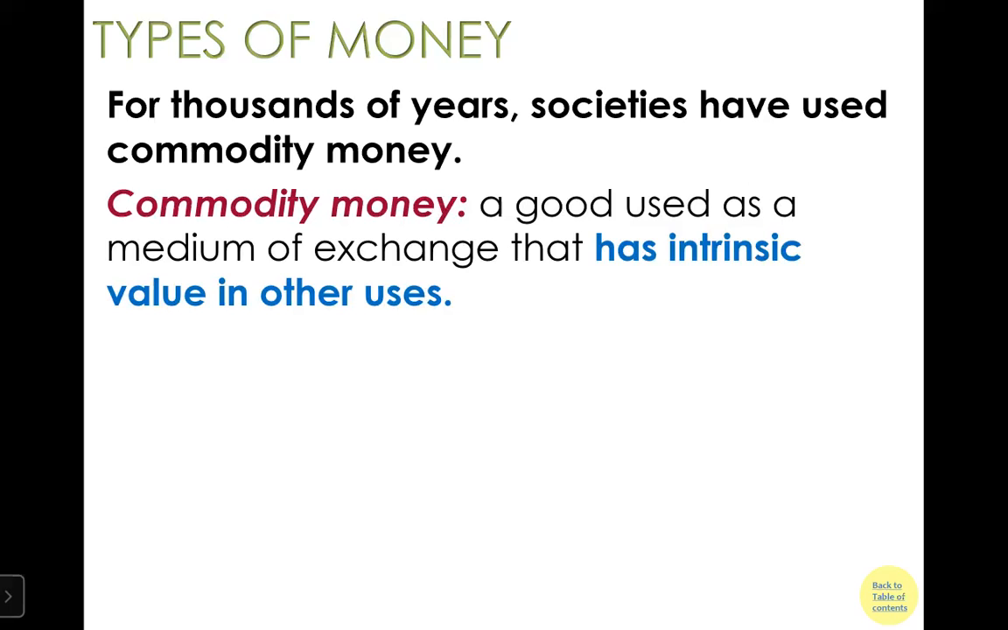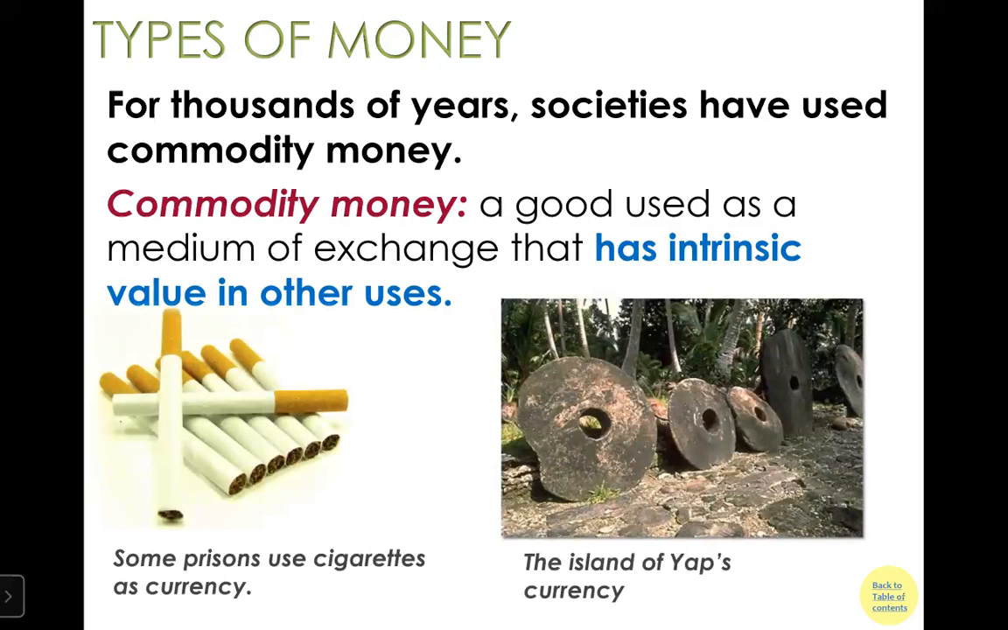The first type of money is called commodity money. This is a good used as a medium of exchange, and itself has intrinsic value. Okay, let me just use examples. In this background picture, there are two particular commodity moneys that have been used at different times and different locations. On the left-hand side, we see some prisoners. They commonly accept cigarettes as currency.